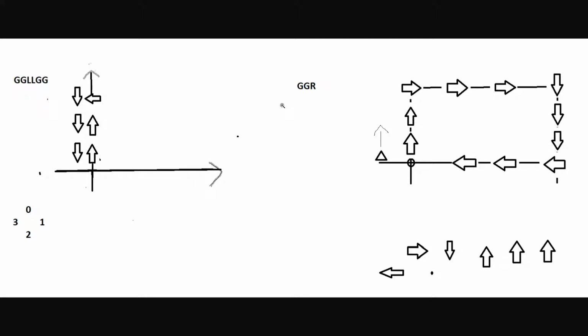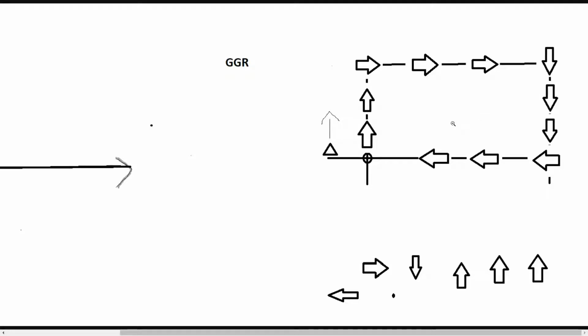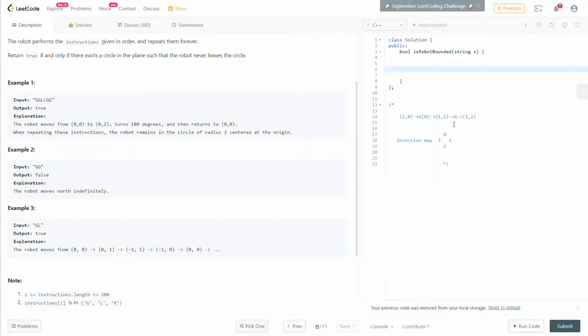Okay, so how do we approach this problem? We can approach this problem, I think, in this way. I've taken one sample input, it may make your doubts more clarified. GGR: 2 units forward, 1 unit right. 2 units forward, 1 unit right. Again, 2 units forward, 1 unit right.